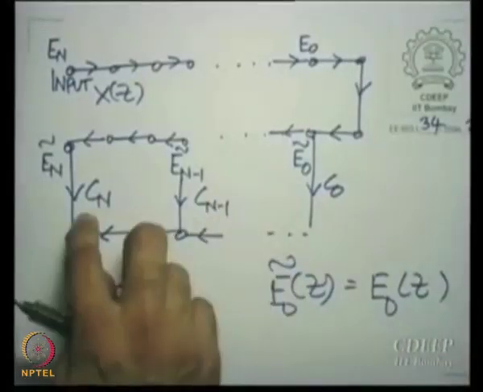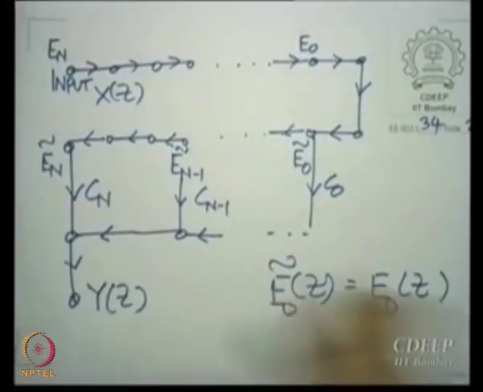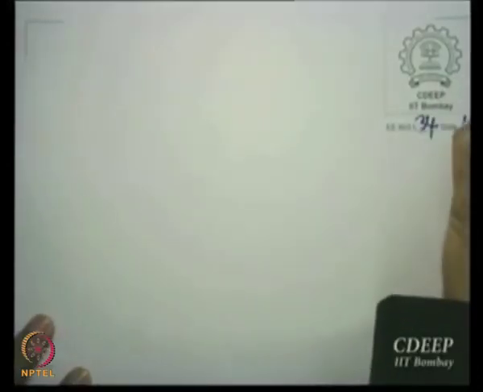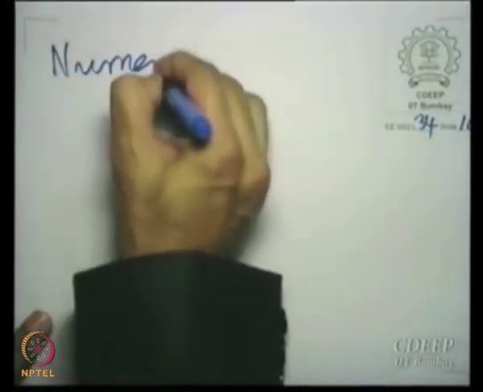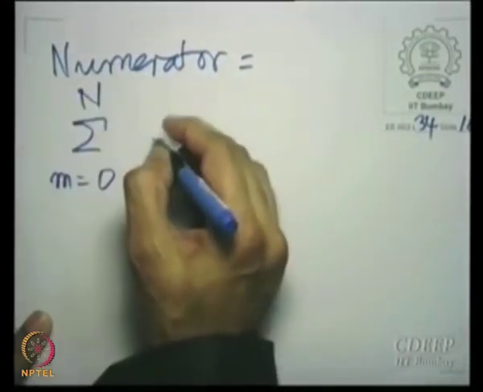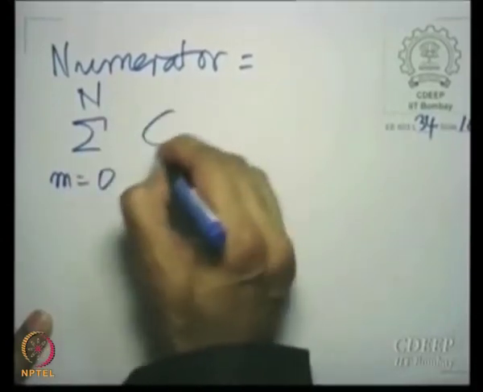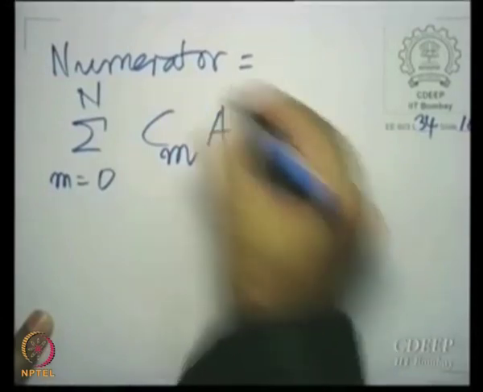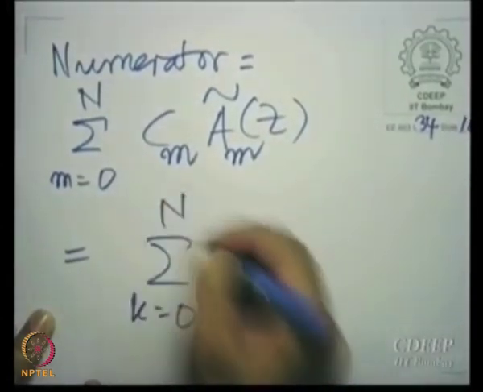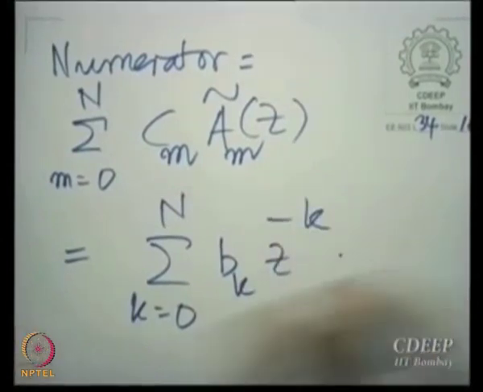Now, having completed the lattice recursions, we need to determine the C0. So, let's go back to the structure that we have drawn here. To complete the realization, we need to determine these C0, C1, Cn minus 1, and Cn to realize the numerator now. So the numerator is equal to summation n going from 0 to capital N. Remember, we have already done the long division and all that. So Cn An tilde of z, and this is equal to summation k going from 0 to capital N, bk z raised to the power minus k.